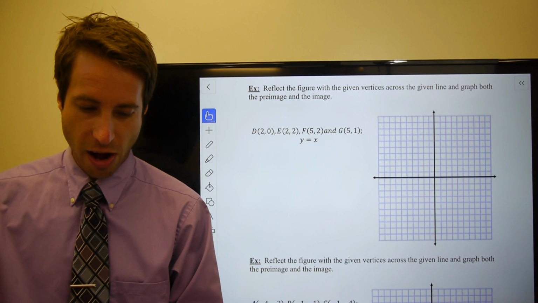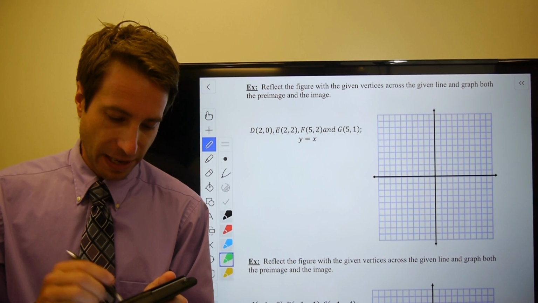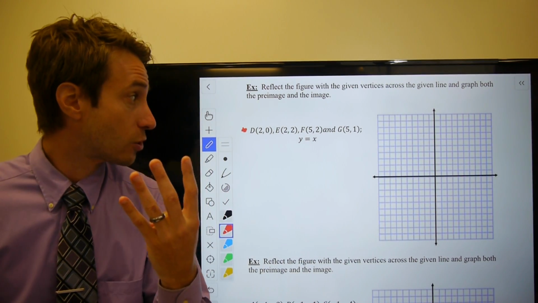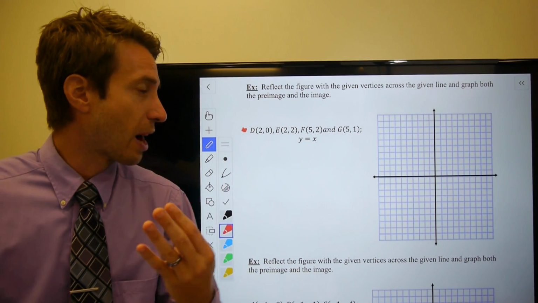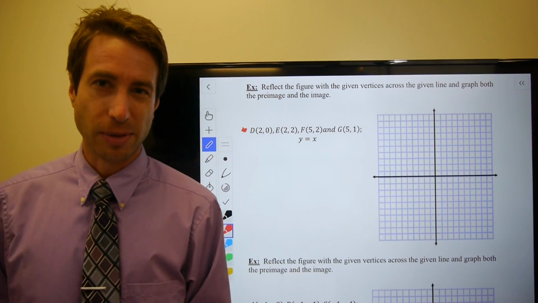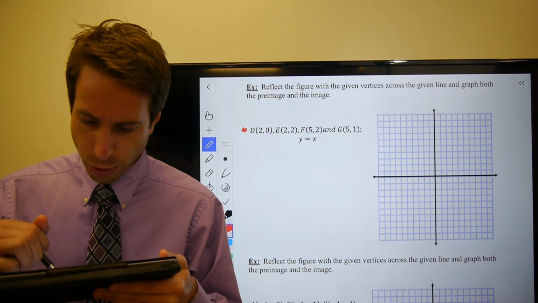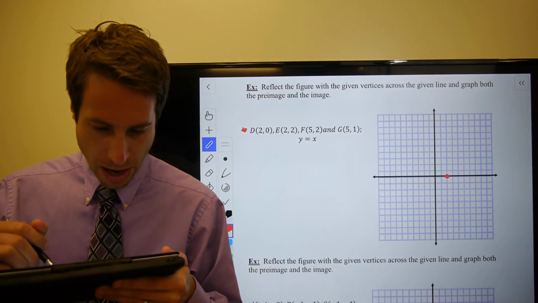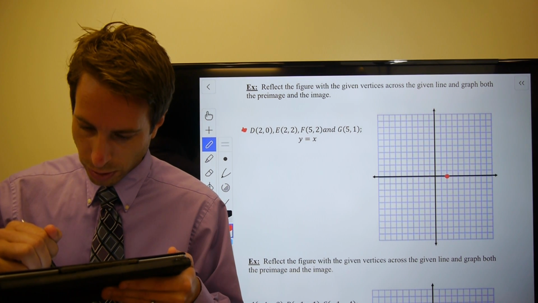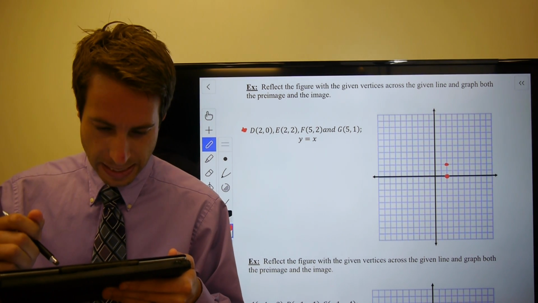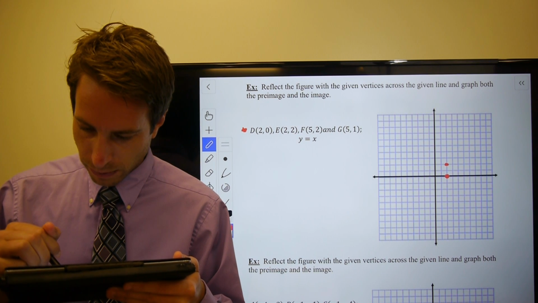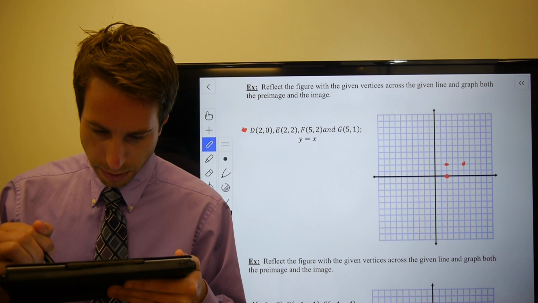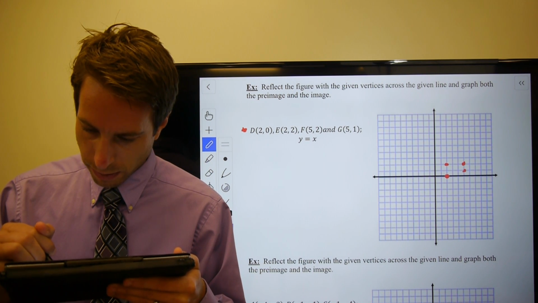We're going to start off by graphing our pre-image, which I have given to you. Looks like I have 4 points, so we'll see what this guy turns out to be. Could be a square, could be some sort of parallelogram or quadrilateral. We'll find out. 2, 0, right there, that's going to be D. 2, 2, that's E. 5, 2, right there. And 5, 1.